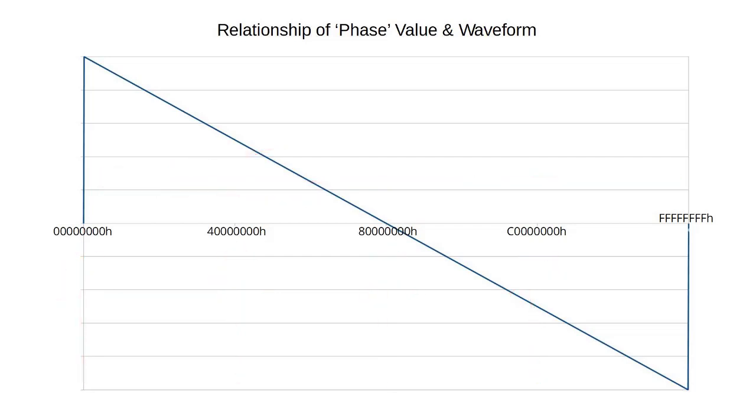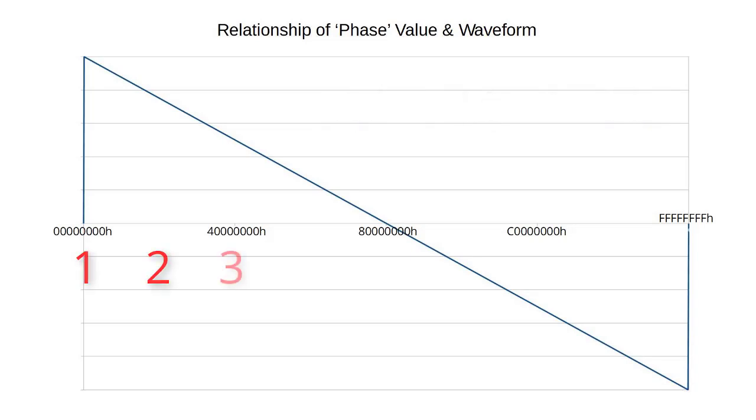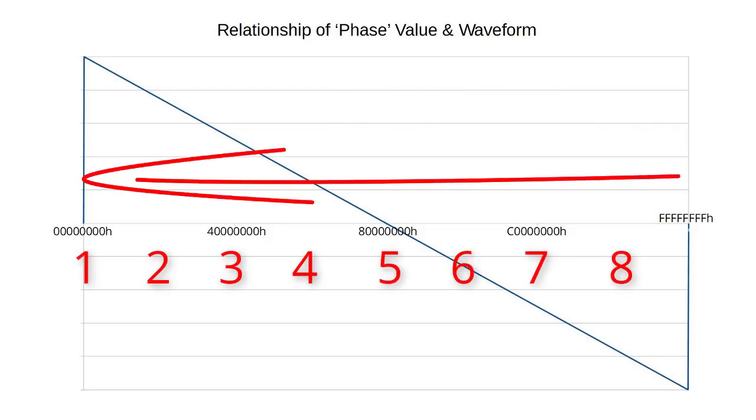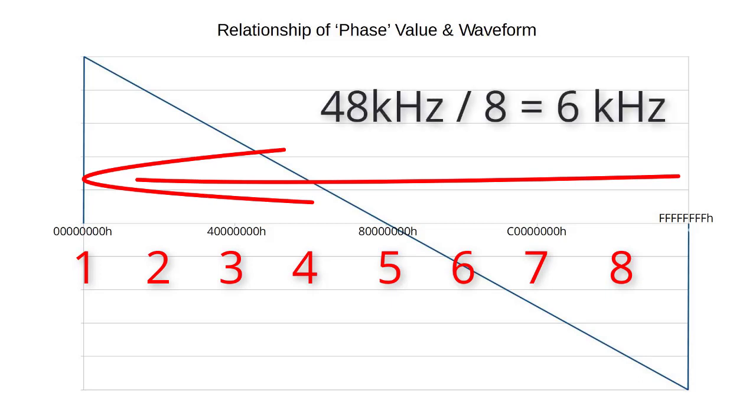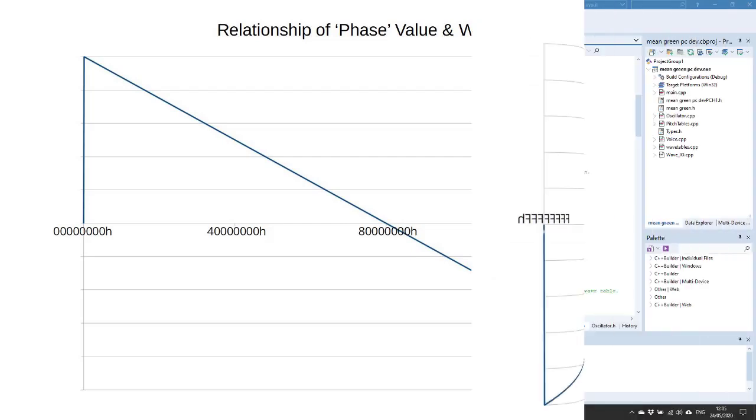Thus the wave will repeat every 4 samples, so this, in our case, will give a frequency of 12 kHz. And you can see that halving this phase increment value to 20000000 halves the output frequency again. As we will see later, we can convert this phase value to a position in a wavetable simply by right shifting it. Okay, let's see how this works in practice.